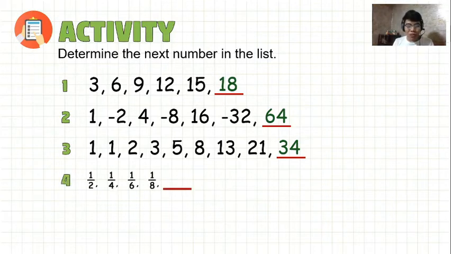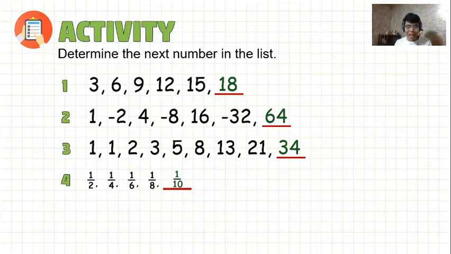Now, how about for number 4? We have 1 half, 1 fourth, 1 sixth, 1 eighth. What is the next number? If your answer is 1 over 10, then good job, that's correct. So how do we get 1 over 10?